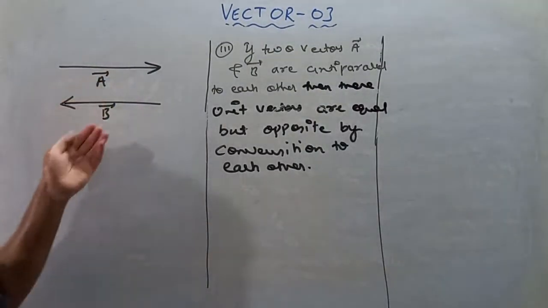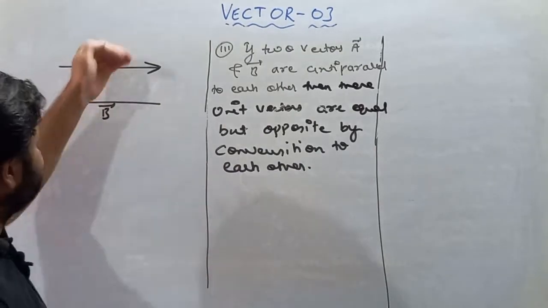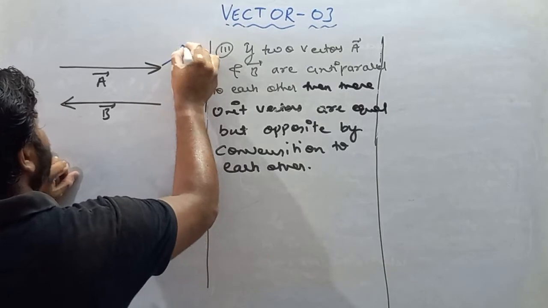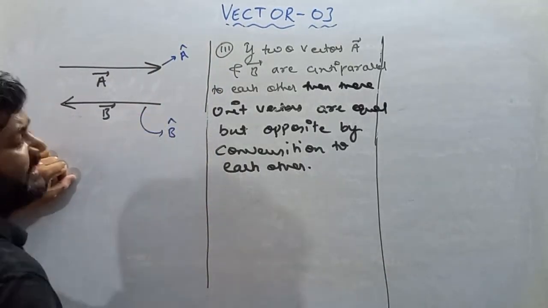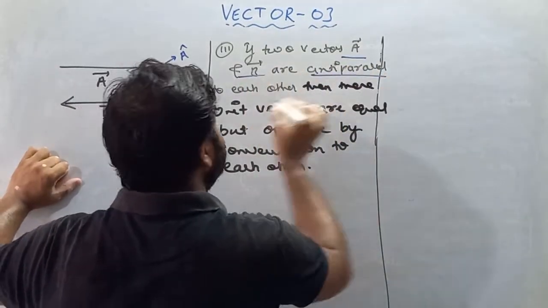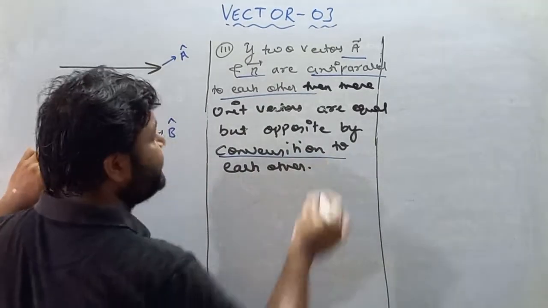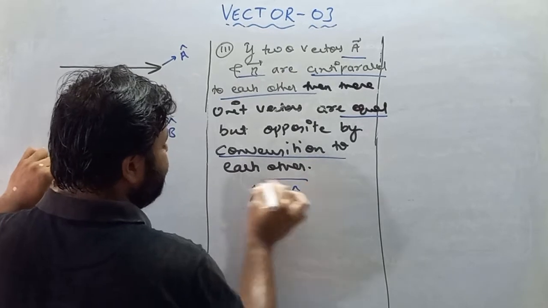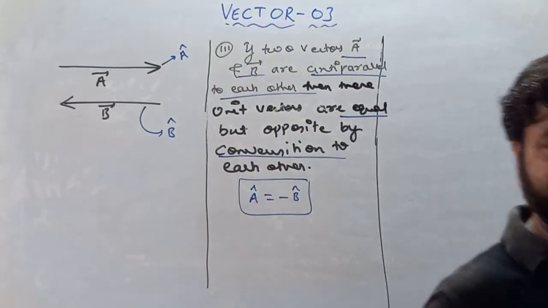These two vectors are anti-parallel to each other because their directions are opposite, but they are parallel to each other. So let's suppose the unit vector of A vector is A cap and the unit vector of B vector is B cap. If A vector and B vector are anti-parallel to each other, then their directions are opposite but they are equal in magnitude. So we'll write A cap is equal to minus B cap. So remember this thing, my dear student.